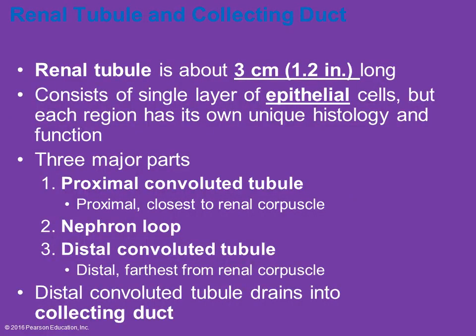The renal tubule portion consists of epithelial cells. There are three main parts of this. It contains first the proximal convoluted tubule, then the nephron loop, also known as the loop of Henle, and then the distal convoluted tubule. That distal convoluted tubule ultimately drains into the collecting duct. And by this point, what is draining into the collecting duct is the urine.